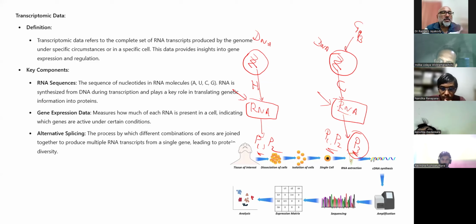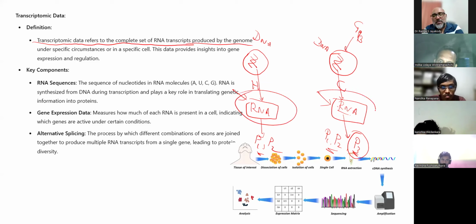So transcriptomic data refers to the complete set of RNA transcripts produced by the DNA. So if you collect all the RNAs that are produced in this process, that data is called the transcriptomic data, right? So why is it important? Because when you have the transcriptomic data, we can see what genes are expressed to what extent. Not only that, we can also see the expression patterns.